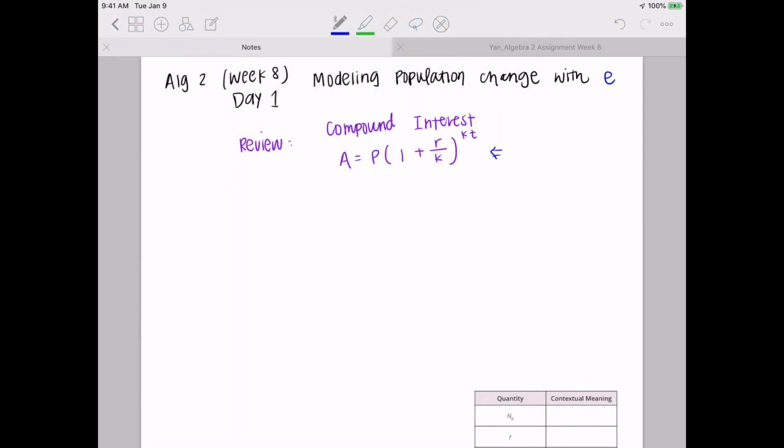If you were using this formula, usually in the question they would tell you that it's compounded annually, semi-annually, monthly, or quarterly, or things like that.